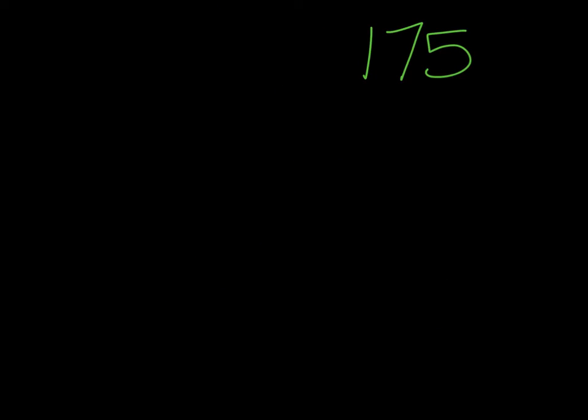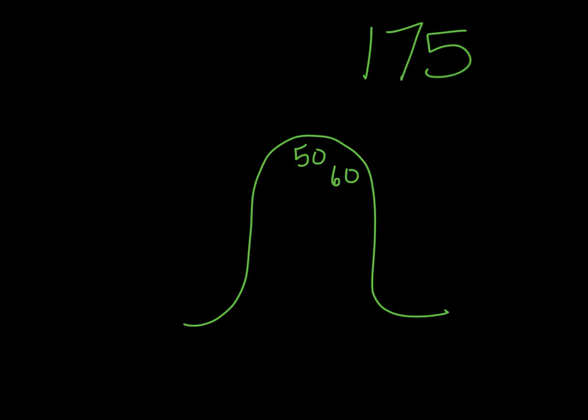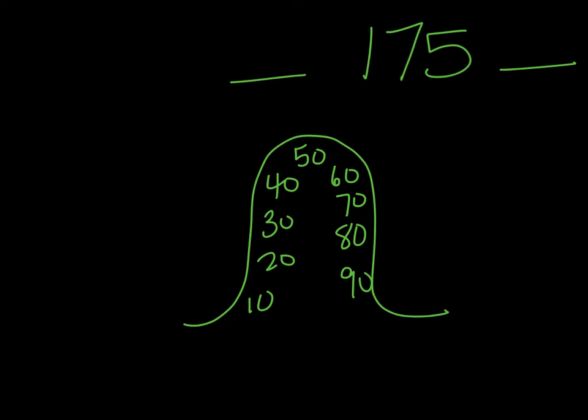Okay, why don't you try 175 and use the hill strategy? So go ahead and draw your hill. Remember, the only thing that's different is we're going to write 50, 60, 70, 80, 90. So go ahead and do that. Okay, think of what your benchmark numbers are. Go ahead and pause the video and see if you can plot where this number would go. And then come back and we'll check together.